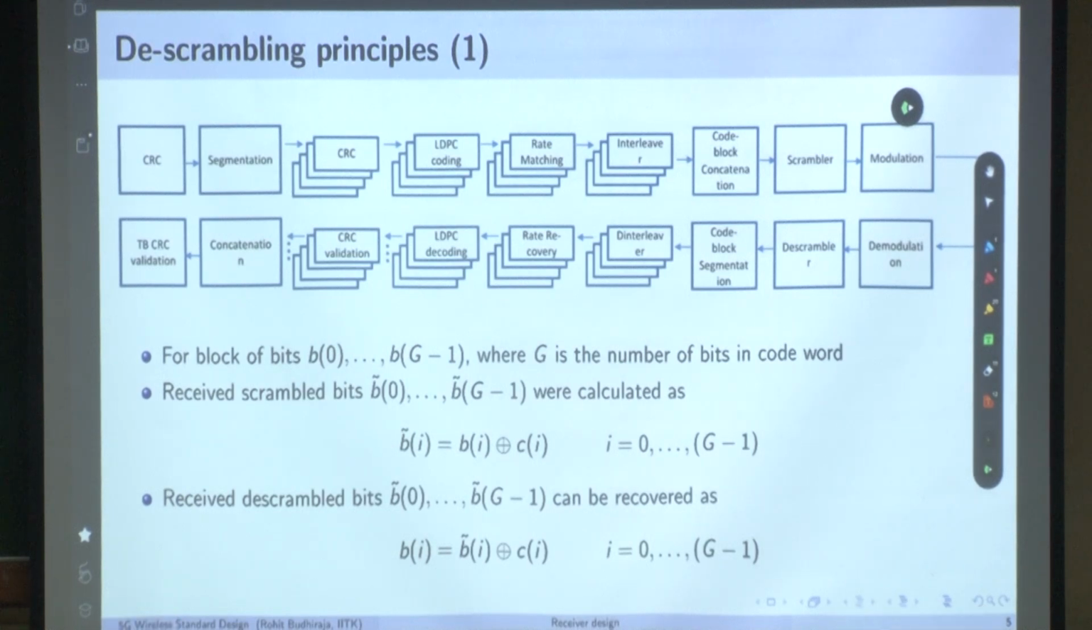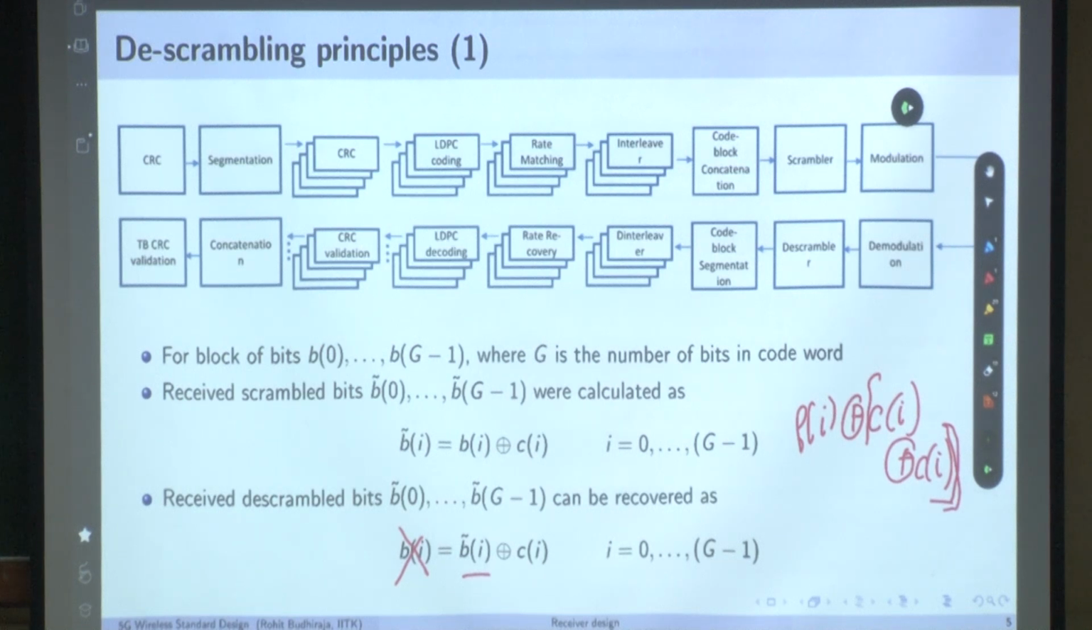So what happens here? If you substitute B tilde over here, how does it become equal to B of i? Do we understand this? I am writing B of i is B tilde of i XOR with C of i. Now let's substitute what B tilde of i is. B tilde of i is B of i XOR with C of i. You are again XORing it with C of i. Now, let's say, so what is this? I look at it like this.